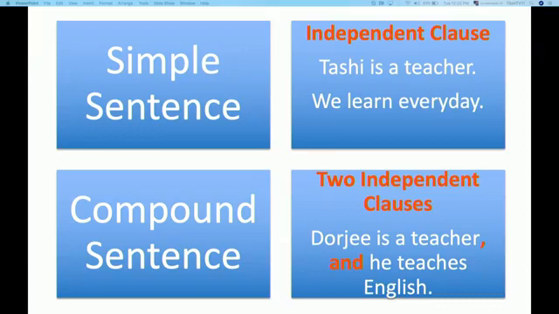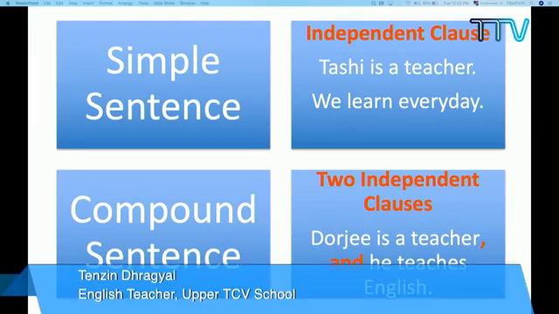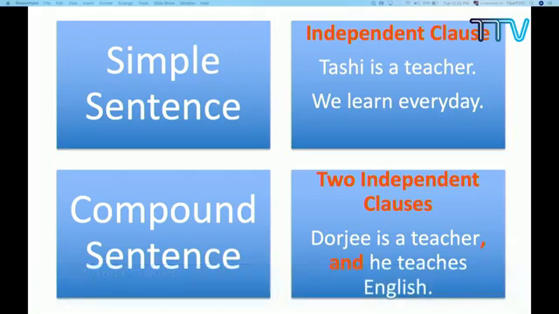Now, what is a compound sentence? A compound sentence has two independent clauses. If you look at this example, there are two independent clauses: Doji is a teacher and he teaches English. Why is this sentence compound? This sentence is compound because there are two independent clauses.